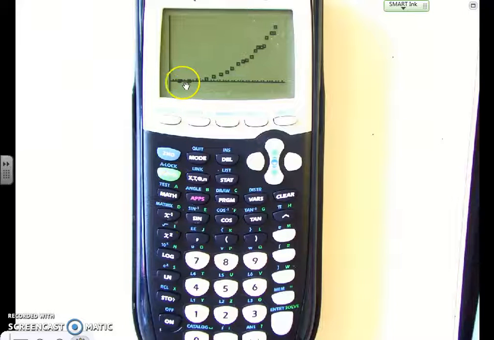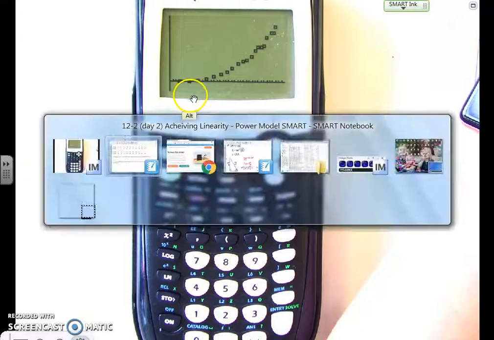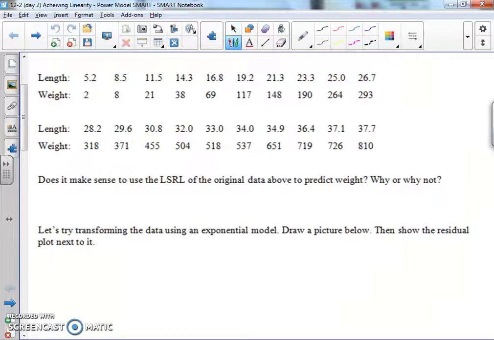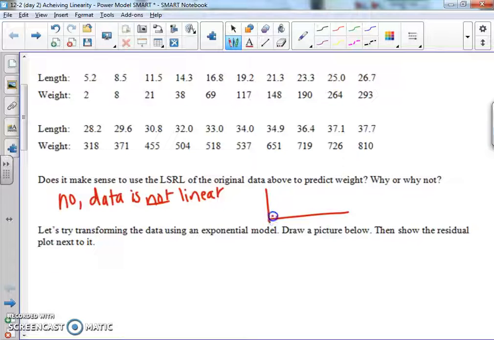In fact, it looks quite a bit like the graph you were doing yesterday, exponential. I mean, it looks like it's shooting up. It looks like it's evening out as it comes down here. So it does kind of look exponential to me. So let's go over here. Does it make sense to use a least squares regression line? I would say no. The data is not linear. And I'm going to draw a picture. As you can see, they all kind of go right here, and then it really kind of shoots up. It does not look linear to me.